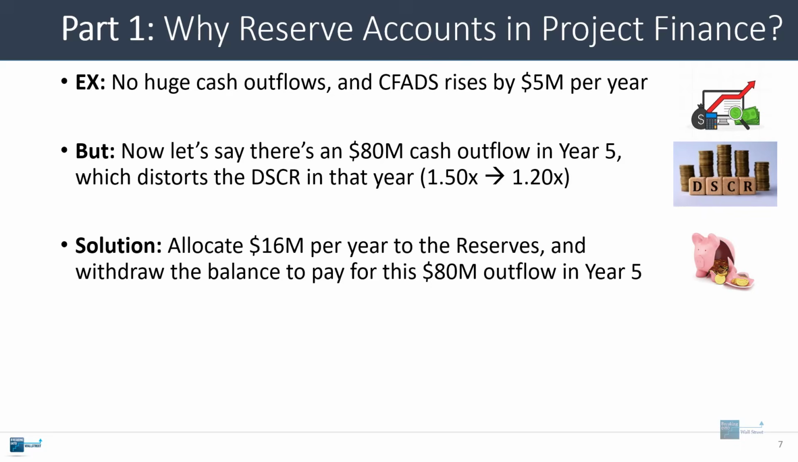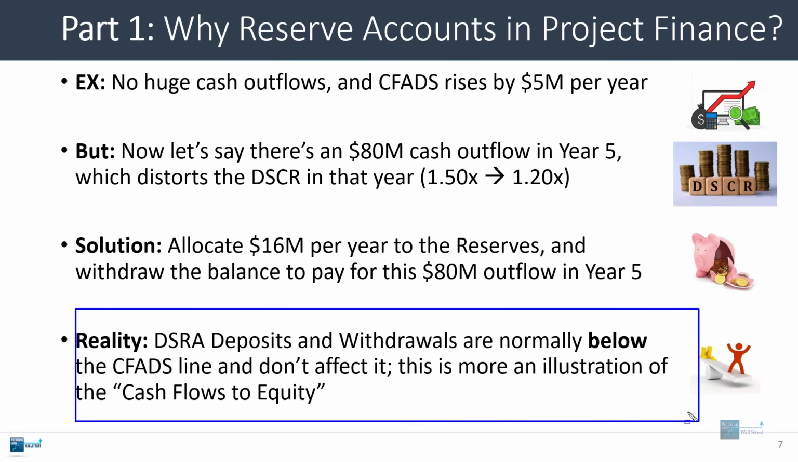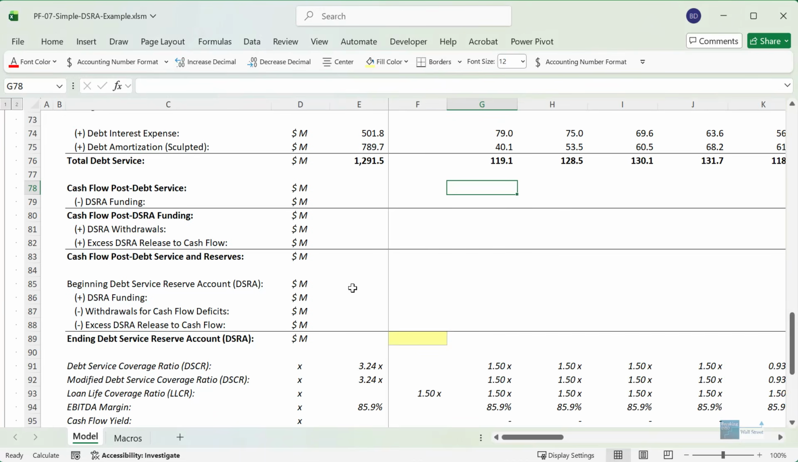We can still service all the debt, we can still maintain the minimum debt service coverage ratio, and so everything there works out. Now, this is a little bit unrealistic because normally the deposits and withdrawals for reserve accounts are below the cash flow available for debt service line, and they don't affect that line at all. So this is more about what happens to the cash flows to equity, but the basic principle is still true. You're giving up some cash flows earlier on to provision them for a big upcoming expense in later years. So let's go back to that original file I showed you.